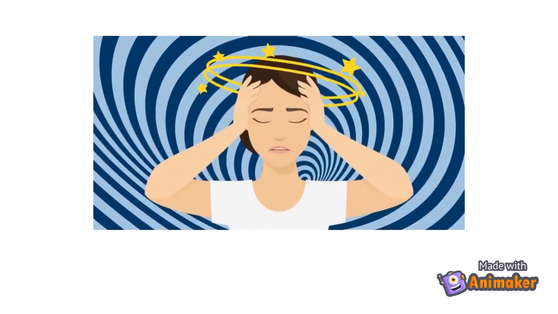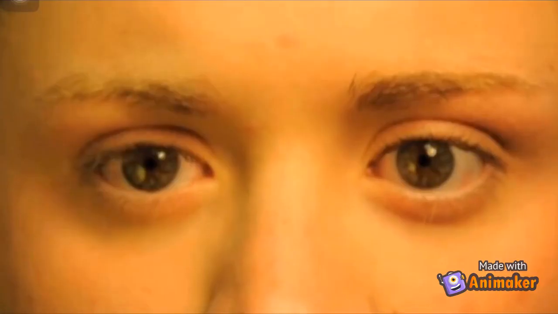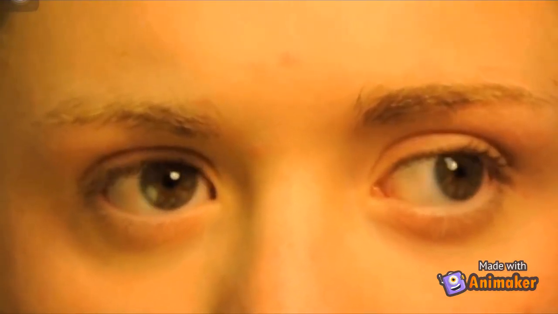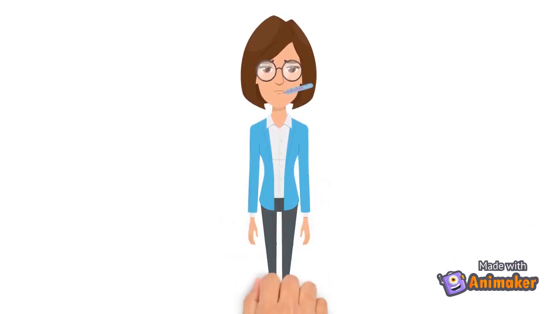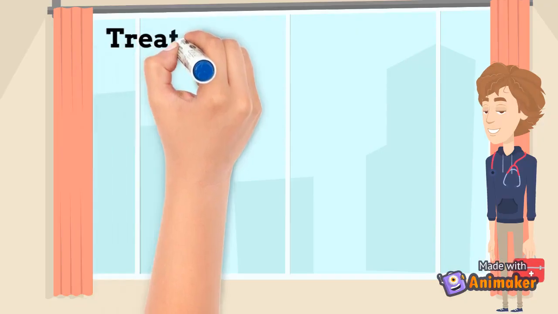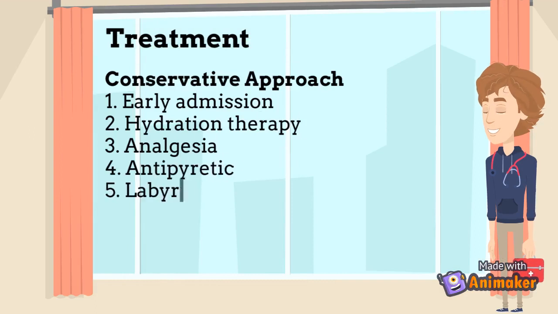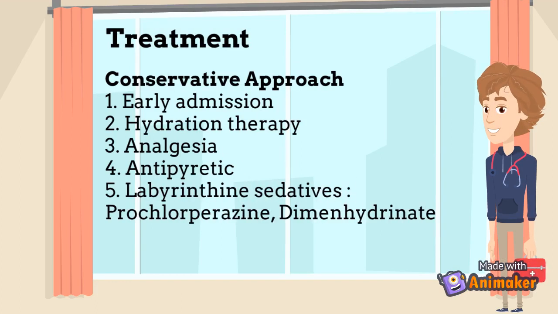vertigo, nausea and vomiting, nystagmus, low-grade fever, and profound hearing loss. We treat this condition with a conservative approach, starting with early admission, hydration therapy, analgesia, antipyretic, and labyrinthine sedatives.